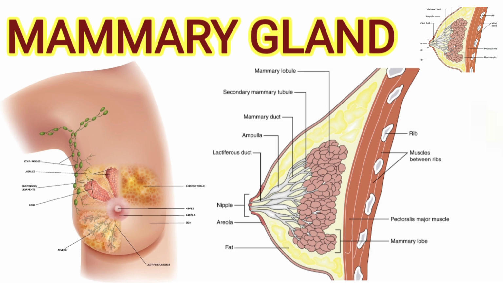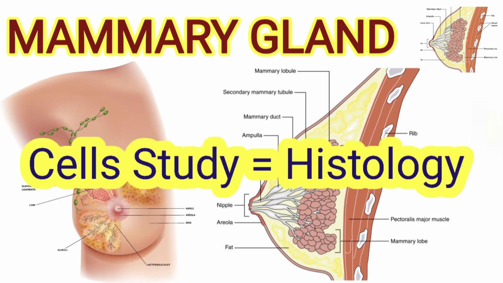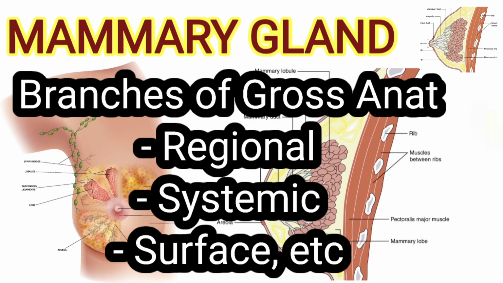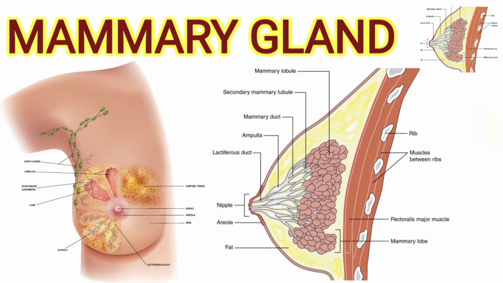We have already seen what is the meaning of gross anatomy. Studying the structures that are visible to your naked eyes without using a microscope. For example, when you study the structure of the human heart as a whole organ, that is gross anatomy. But if you study its cells under a microscope, that belongs to histology. So, let's see the branches of it: regional, surface, systemic. These are the branches of gross anatomy.